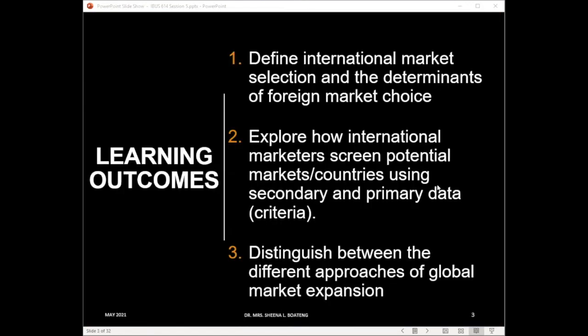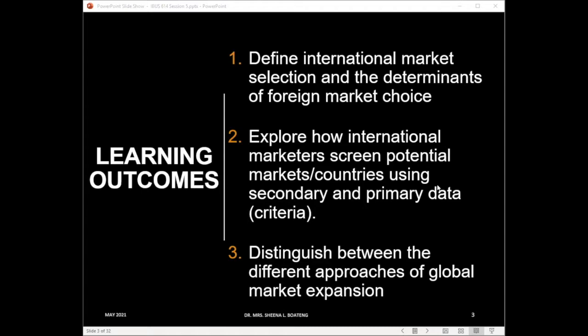So in today's session, we'll be building on that by looking at certain specific issues that will help us achieve the following learning outcomes by the end of the session. The first one is to be able to define international market selection and the determinants of foreign market choice. Because in understanding the various approaches that firms use in selecting which markets to serve, we need to understand that these decisions are made based on certain criteria or determinants. And those are the ones that we will be delving deeper into during this session.